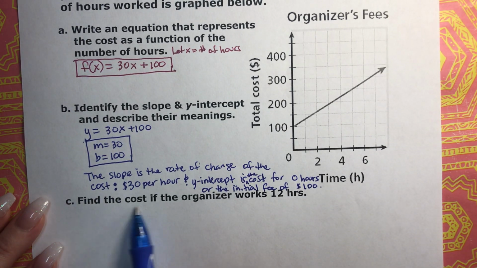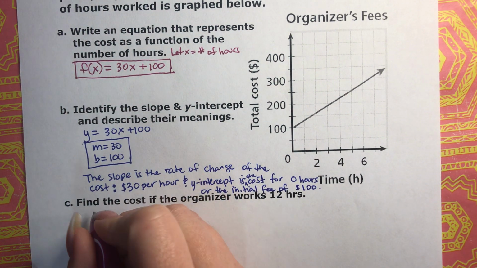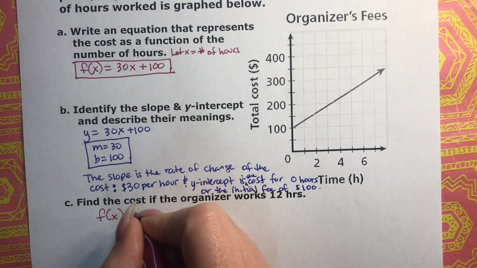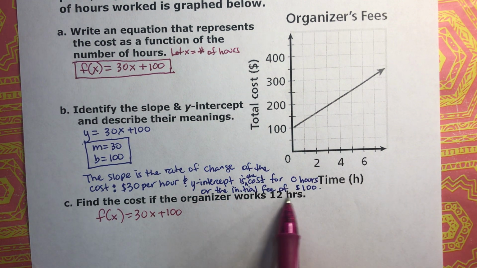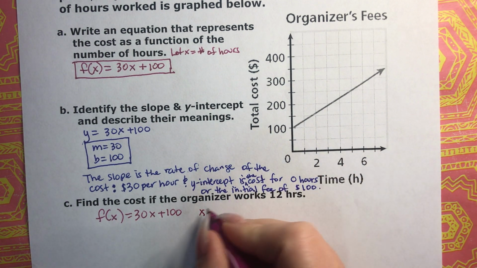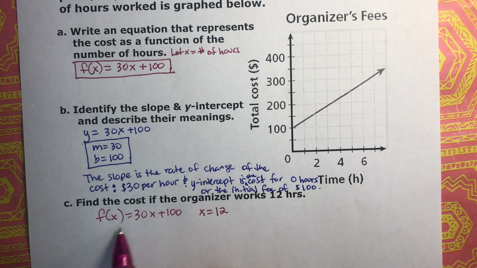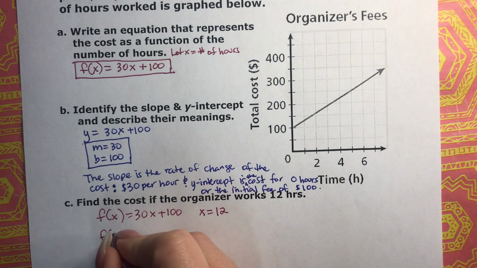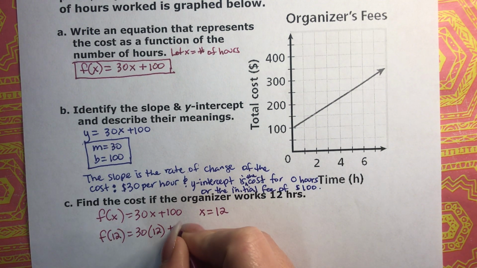Now what it wants us to do is find the cost if the organizer works for 12 hours. So we're going to go ahead and use our function that we have up here, rewrite that, f of x equals 30x plus 100, and they want us to find it when the time is 12. That means x, right? The x-axis is representing the time. x equals 12. And so then we just substitute 12 in for x. So we're really finding f of 12, right? Which is 30 times 12 plus 100.